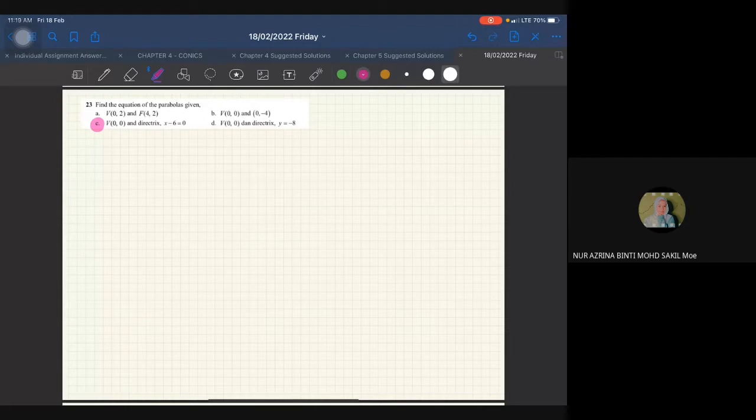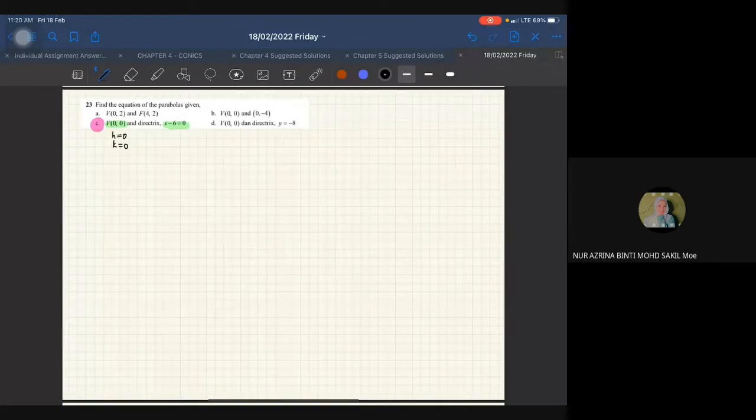Alright, so 23, soalan minta apa? So find the equation of the parabolas given. So you have vertex. Okay, soalan bagi awak vertex. This is your vertex, and then dibagi kita directrix x minus 6 equal to 0. Okay, so kita tahu kita punya vertex lies on the origin. Okay, dia betul-betul dekat origin kita punya vertex. So h is 0, k is also 0. Okay, and then dia bagi kita directrix x minus 6 is equal to 0.